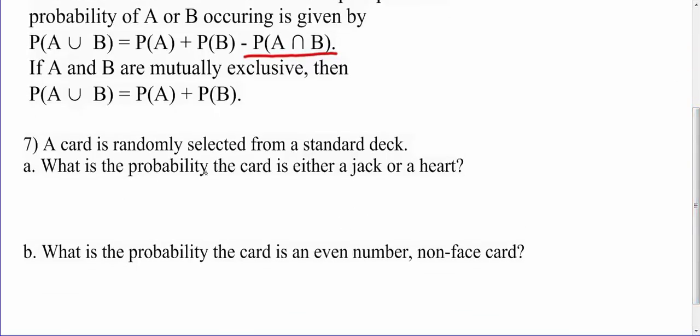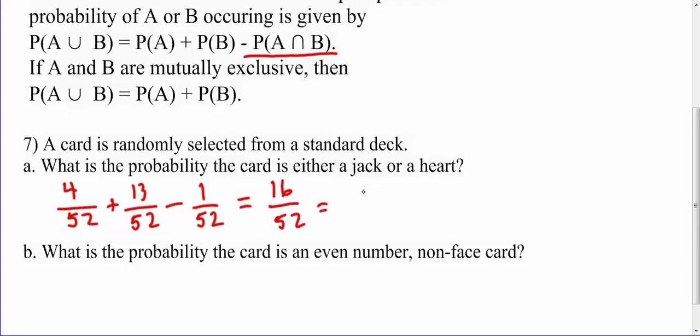On 7A, a card is randomly selected. What's the probability that it's a jack or a heart? Well, in the deck of cards, there are 4 jacks, so we'd say 4 out of 52 would be jacks, or a heart. Well, there are 13 hearts in the deck of cards. But here's the issue. There's one card that's both a jack and a heart. Right now, it's one of the 4 and one of the 13. I can't count it twice. It does count for something, but not for 2 somethings. So I've got to subtract 1 52nd, and that would, of course, give me 16 52nds, and we could simplify that down to 4 13ths.